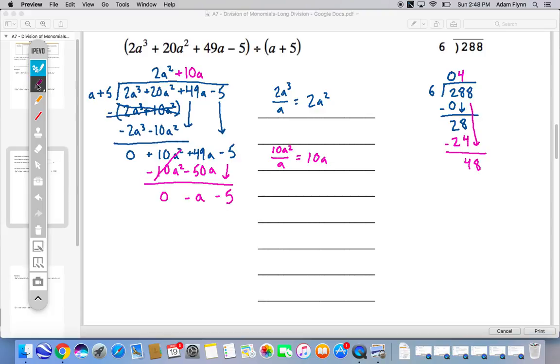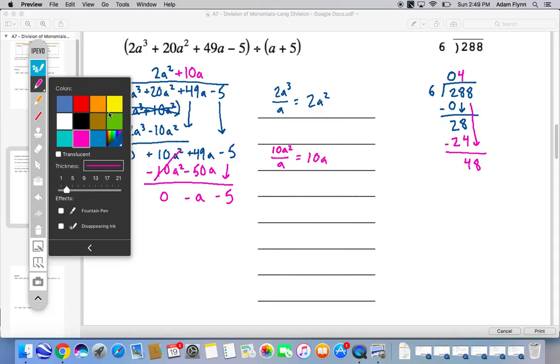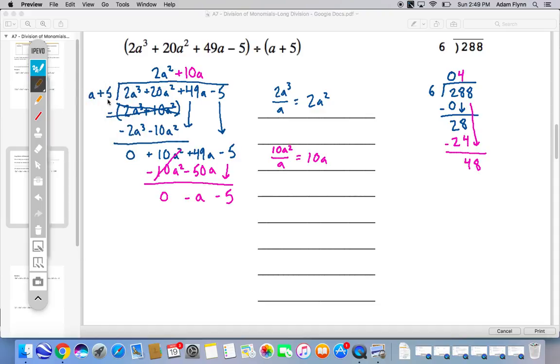Switching color again. So now what I did, I said how many times does 6 go into 48? So 48 divided by 6 is 8. So 6 times 8 is 48. And I get a remainder of 0. So I know my solution of 288 divided by 6 is 48.